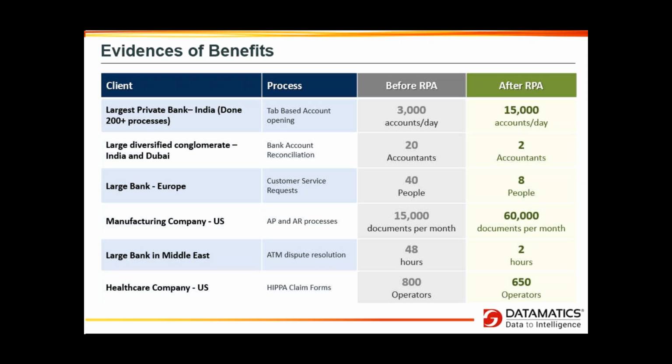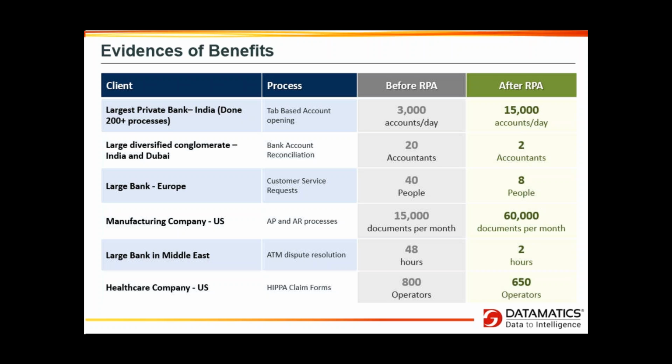One of the banks in India is using it for the tab-based account opening, the KYC process, which is a very common process. Because of this automation, they have been able to increase account opening from 3,000 accounts a day to 15,000. This is a very remarkable thing. We should know that RPA is not a 10-20% incremental benefit. It's a disruptive technology which will make things almost redundant. It made it 5 times faster, 500% growth.